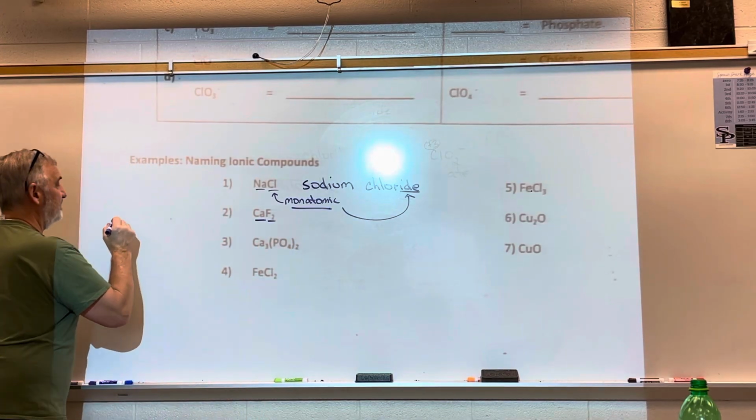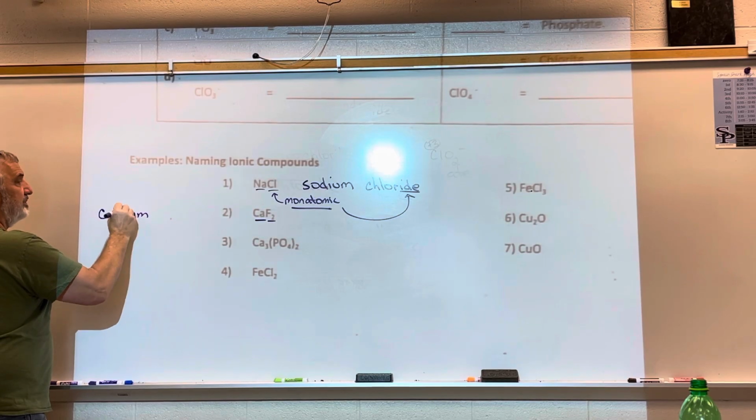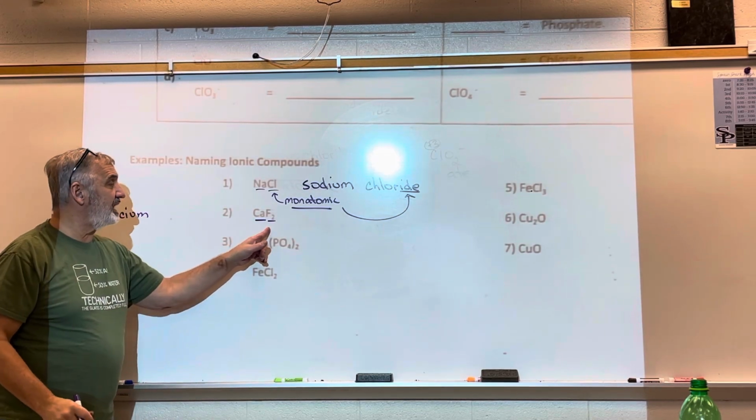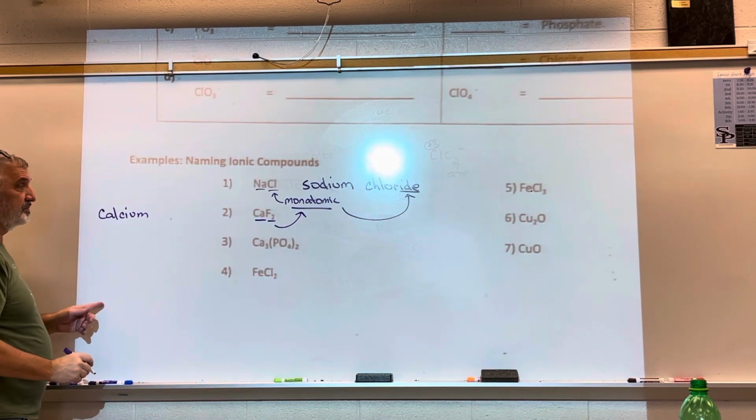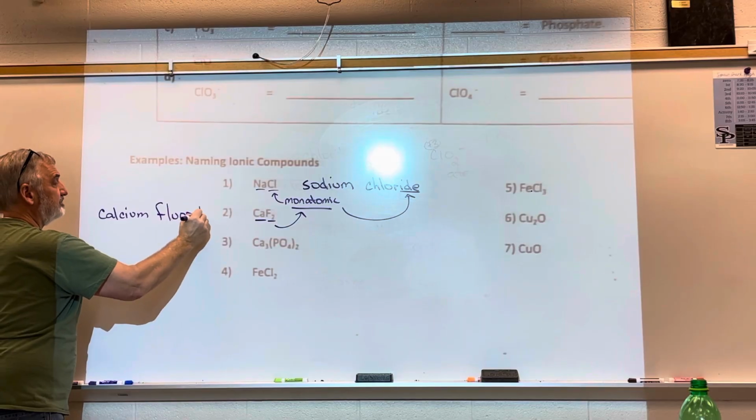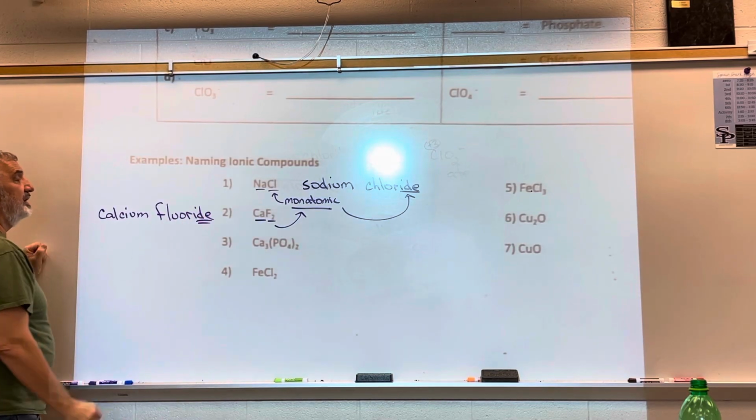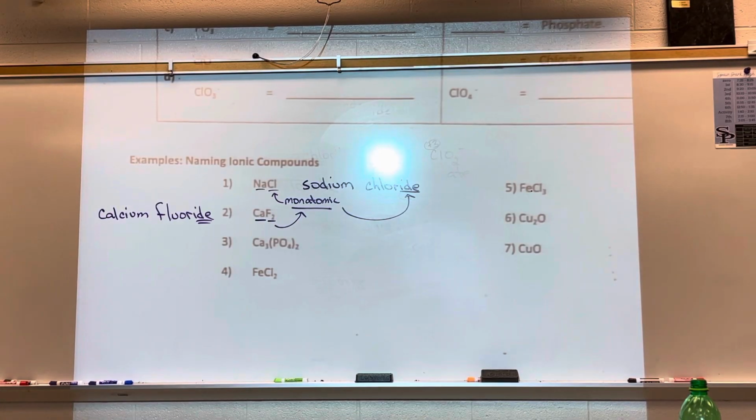I'm going to write it over on this side because I'm out of room there. Calcium. Okay? And again, it's monatomic. So what's it going to end in? Fluoride. It's going to be fluoride. And notice the spelling. Okay? It's UO, not OU. If you spell it FLOUR, that's flour. That'd be fluoride. Fluor, it's fluoride.